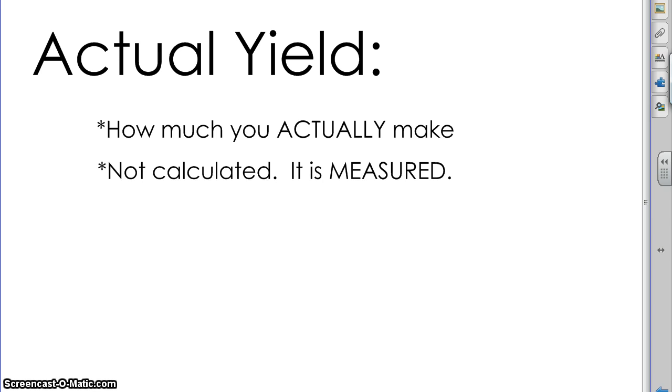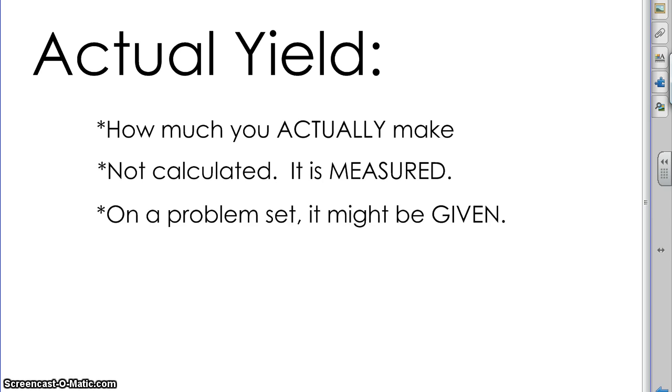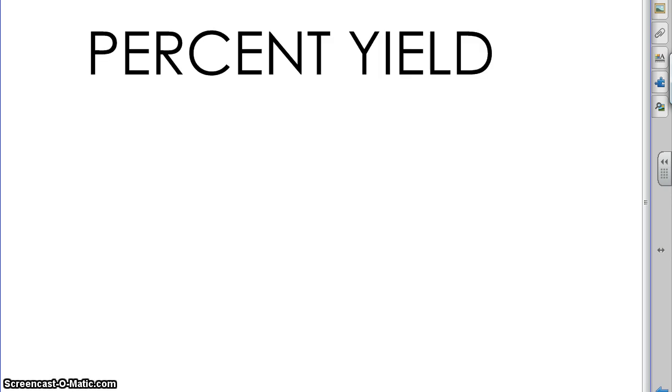We're talking about this before a lab because we are going to do a lab and we're going to have to measure what percent we actually get. So if you're doing a problem set involving percent yields, this might be given, depending on how the problem is worded. So you have expected yield that comes from stoichiometry, and you have actual yield that comes from the actual experiment.